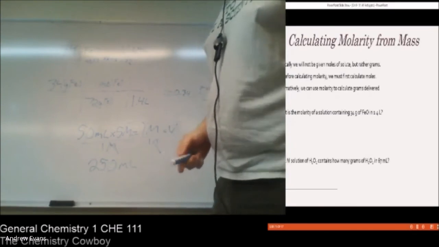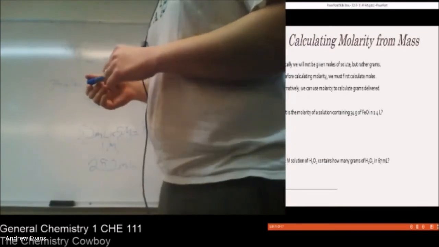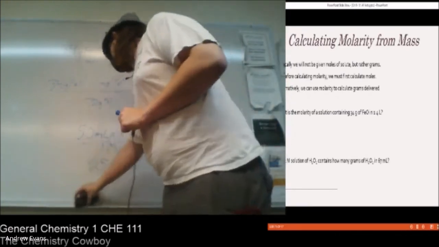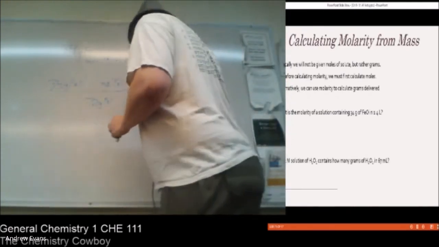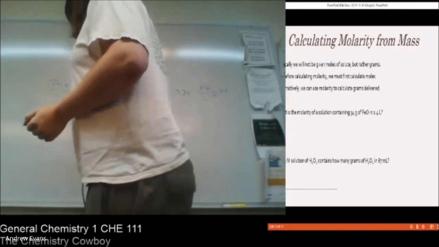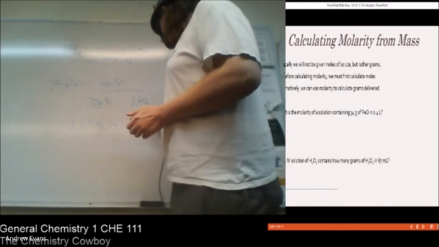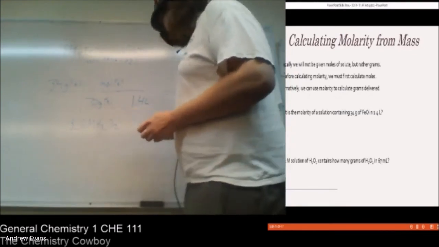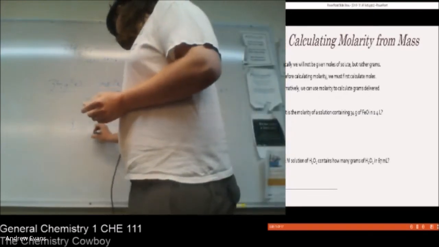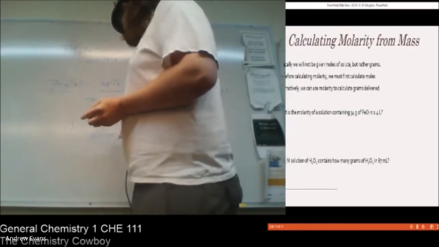The second question. If I have 3.2 molar solution of hydrogen peroxide, how many grams of hydrogen peroxide would be delivered in 67 mils? So we have 3.2 M H2O2. We have a volume of 67 mils. And we want to go to grams. So step 1 would be M times V gives you moles. And then we're going to go to grams.